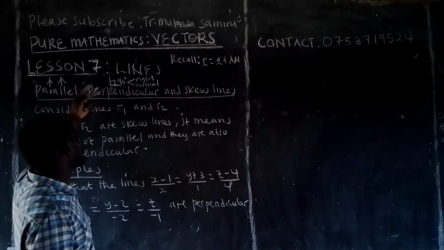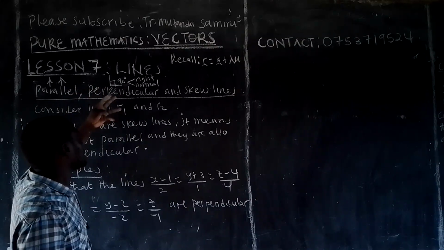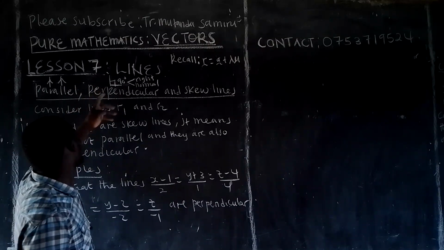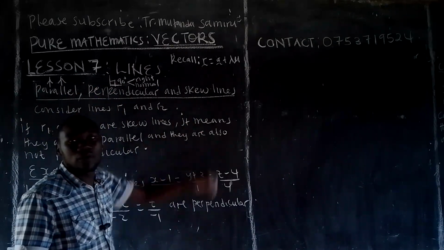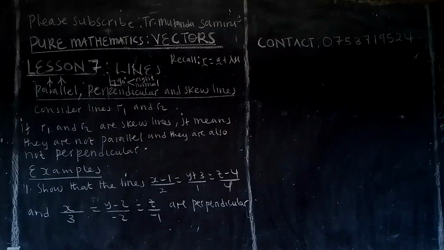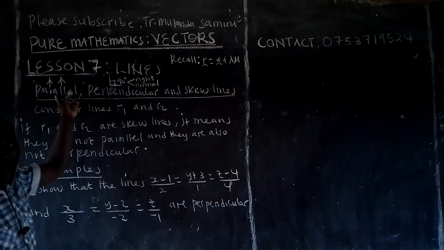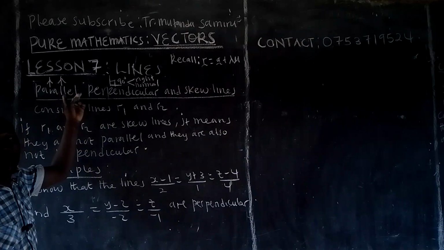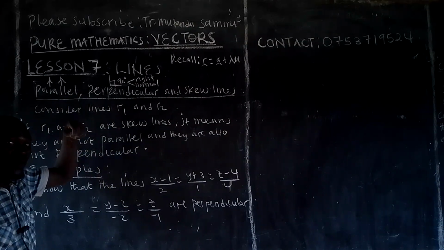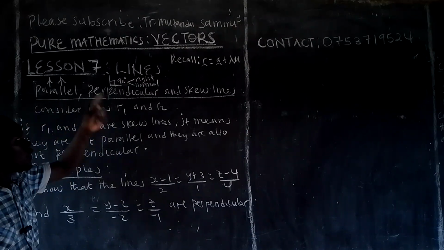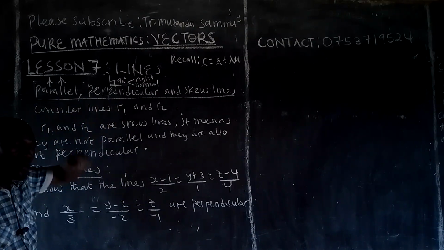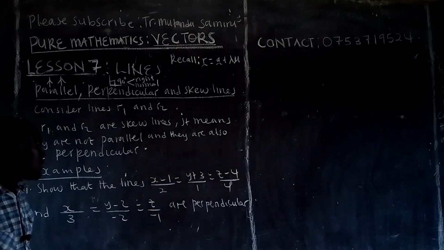Then if you have any two lines which are not parallel or not perpendicular, then those ones we call skew lines. So if you know the conditions to prove parallel vectors, because for parallel vectors, once you cross the two vectors, you get a zero. Remember that in lesson 2. Cross two parallel vectors, you get a zero. Dot two perpendicular vectors, you get a zero. Take note of that.